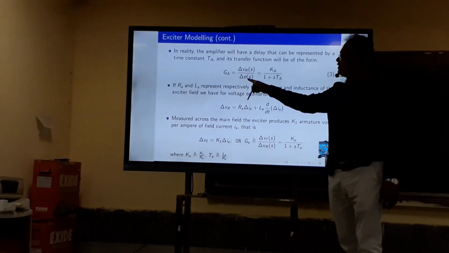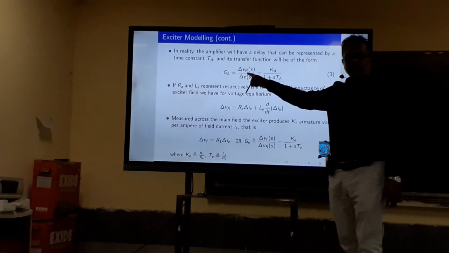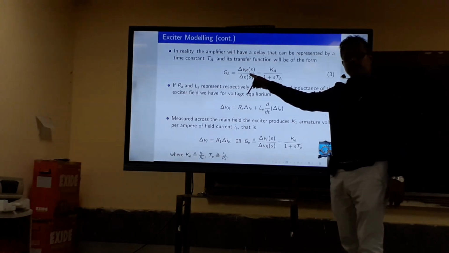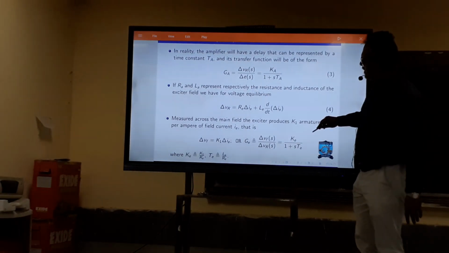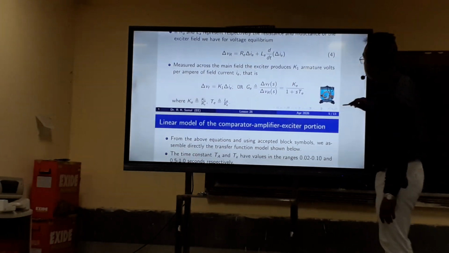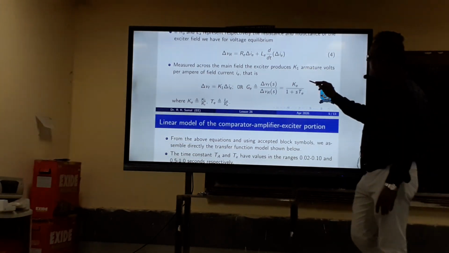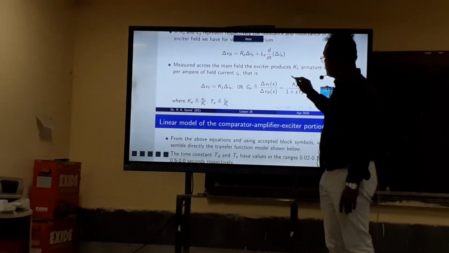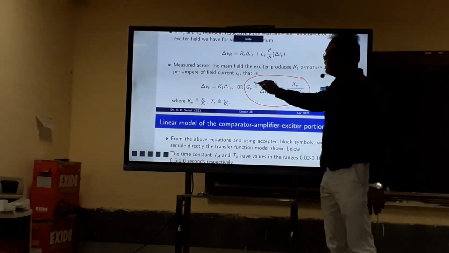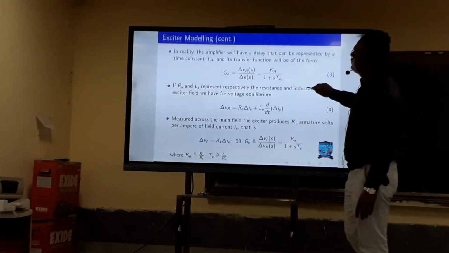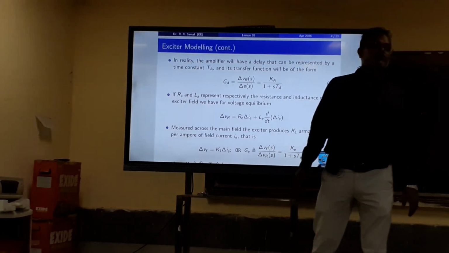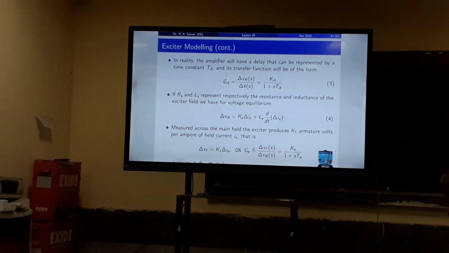So based on the error signal, one voltage will be given to the exciter of the rectifier. Okay. And all these details are here. Okay. And finally, this is the transfer function of the exciter. GE means transfer function of the exciter. And what are the other things? GA means transfer function of the amplifier. Why do you need an amplifier? Because the voltage that will be generated based on the error signal will be very small. You need to amplify it.